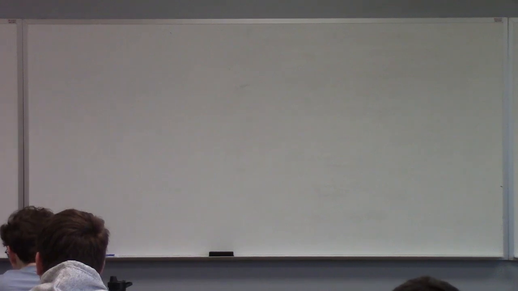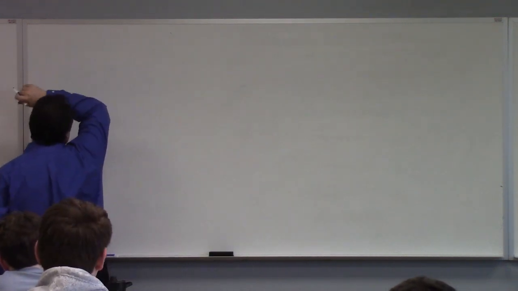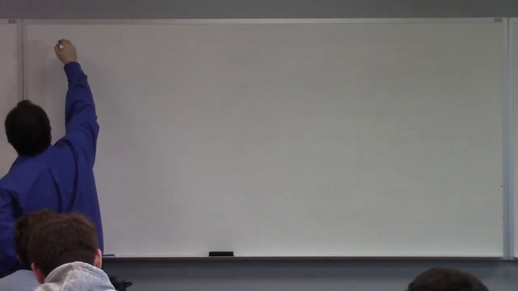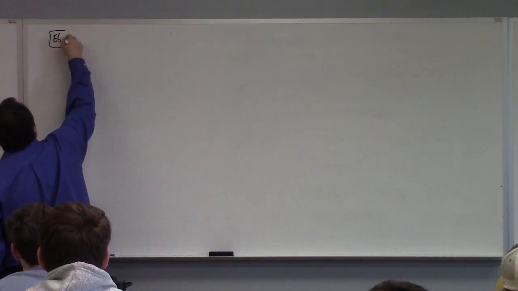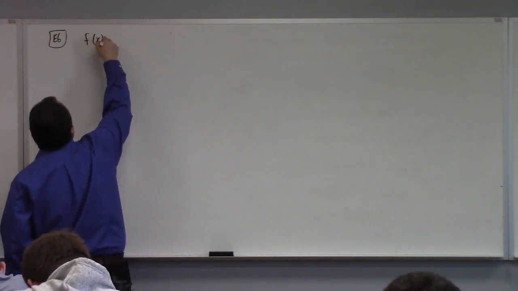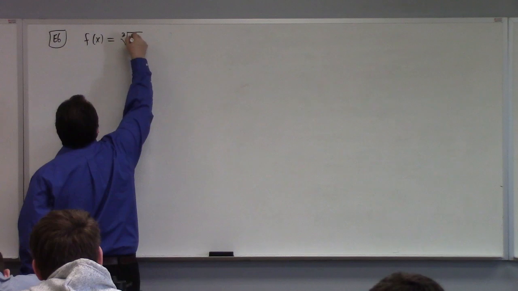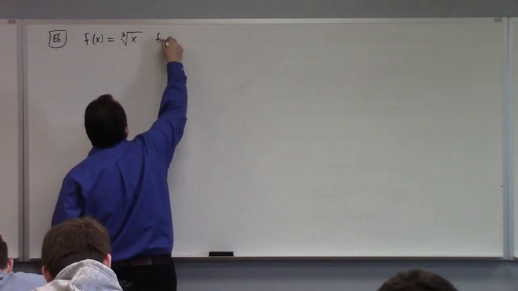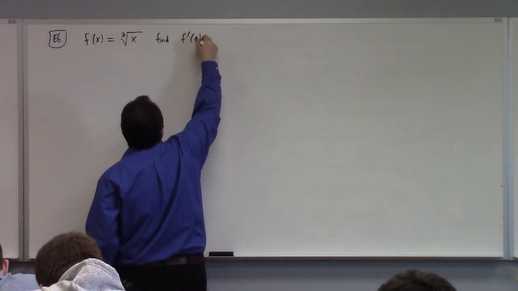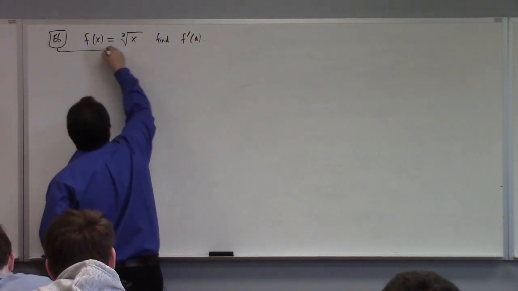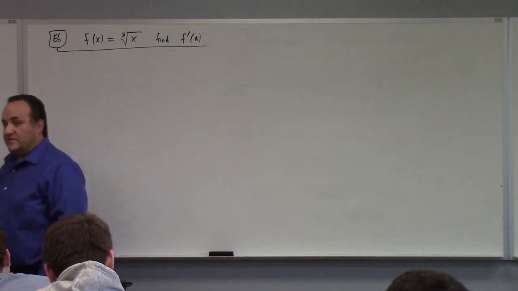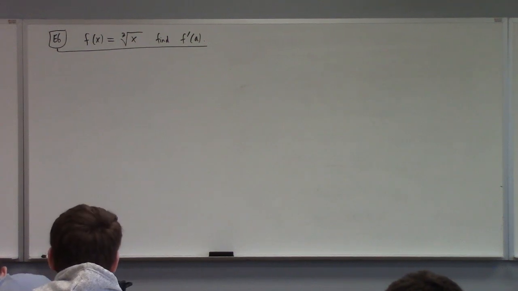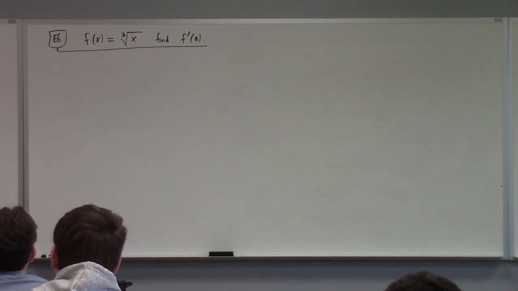Okay, so let's see if we can. So example 6, here we go. Let's try this one out. Suppose you have f of x is the cube root of x. Can we calculate the derivative function for this one? We already know it's got a vertical tangent at 0. We worked that out yesterday, right? So we know that we better limit our attention to a not equal to 0.